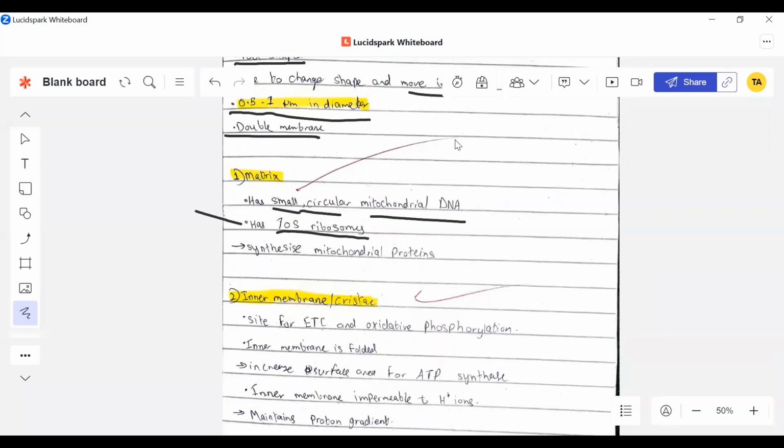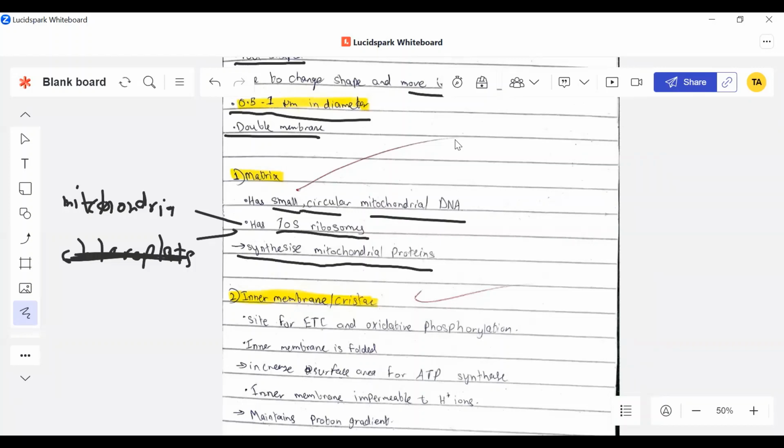Now, 70S ribosomes are present in mitochondria and the chloroplasts. I wrote chloroplast wrong, ignore this. The job of the matrix is that it synthesizes mitochondrial proteins.